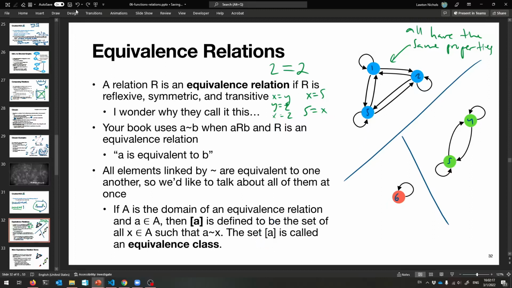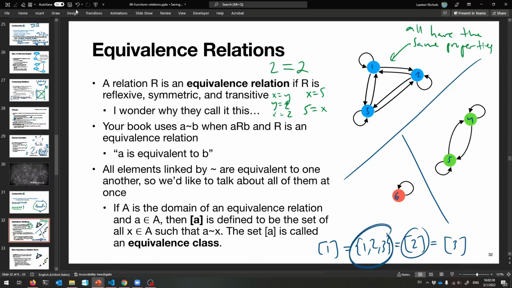Okay, so for example, what is the equivalence class of the element 1? Well, what are all the things that are equivalent to it under the equivalence relation? It's, well, 1 because it's reflexive, and then 2 and 3. Yep, they're all linked to each other. And notice that this is equal to the equivalence class of 2, which is equal to the equivalence class of 3. What are all the things equivalent to 2? Well, it's all these again. Same as for 1, same as for 3.